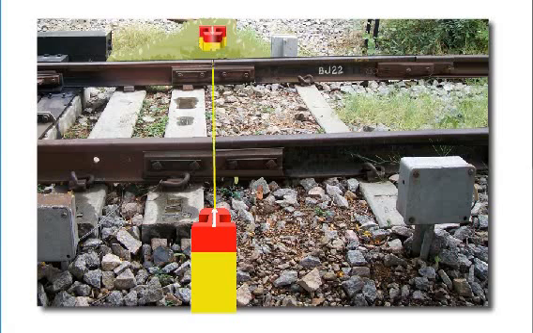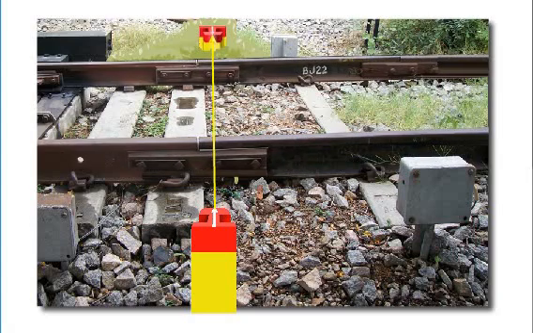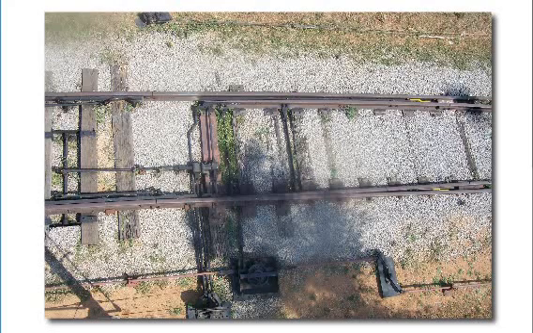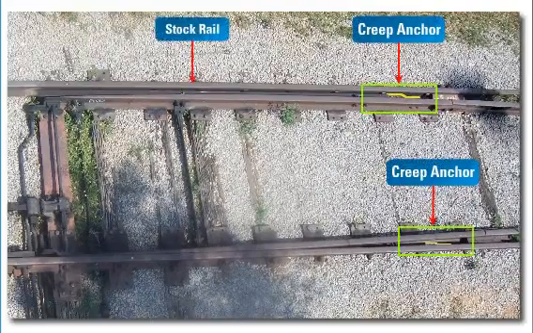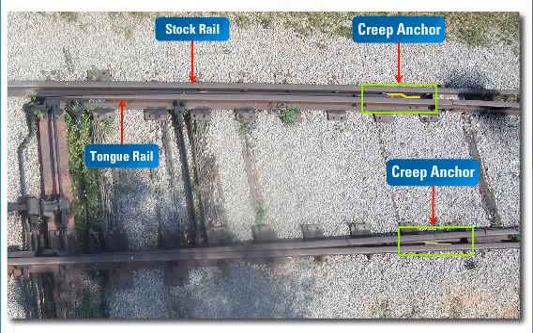Creep is defined as the longitudinal movement of rail with respect to the sleeper. Creep anchor. A creep anchor is provided between the stock rail and tongue rail to minimize to and fro movement of tongue rails.